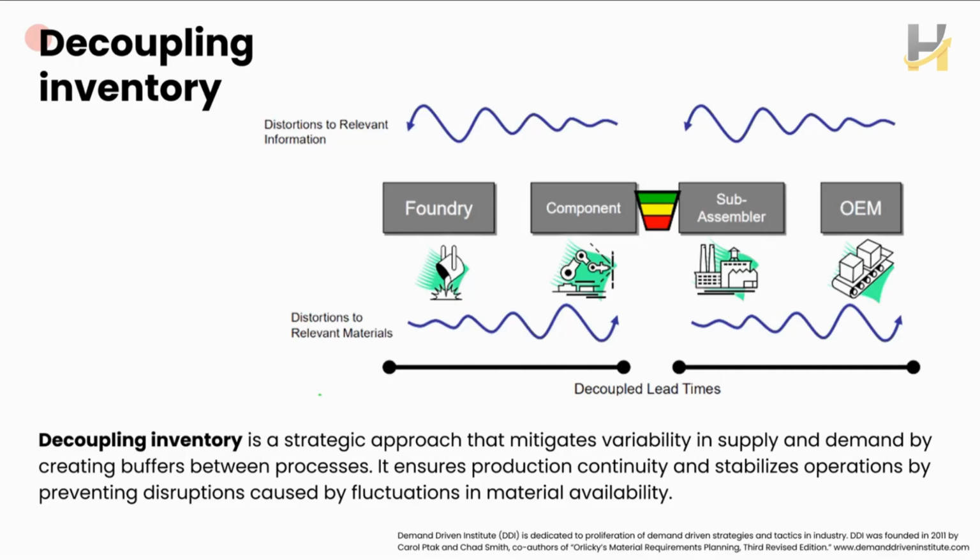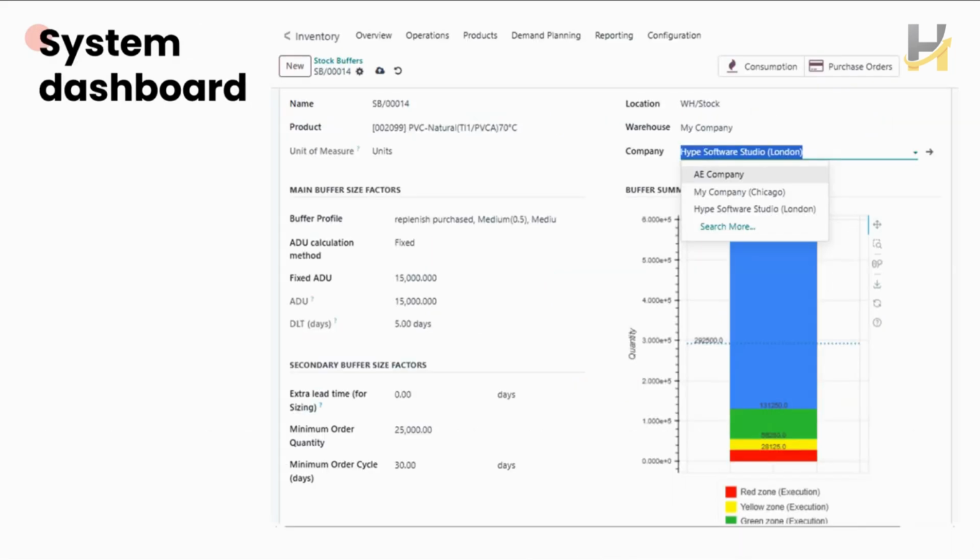As I said before, it's very important to understand what is decoupling. And I said it's a strategic approach that mitigates the variability in the supply and demand. And typically you can see here the decoupling inventory, where it has been kept and how it has been kept here. And there are distortions that come within the system, and there are distortions that go out of the systems and that come in. Now, what are these distortions?